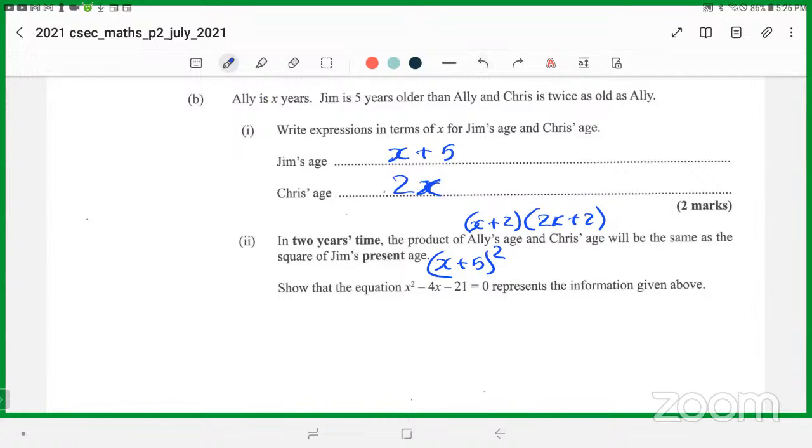And Chris's age, Chris is going to be 2x plus 2, will be the same as, meaning equal to the square of Jim's present age. Jim's present age is x plus 5. So the question basically is that this is going to be equal to that. So let's write it out. So it means that (x plus 2) times (2x plus 2) is going to be equal to (x plus 5) squared. And I'm going to show this equation inside here.